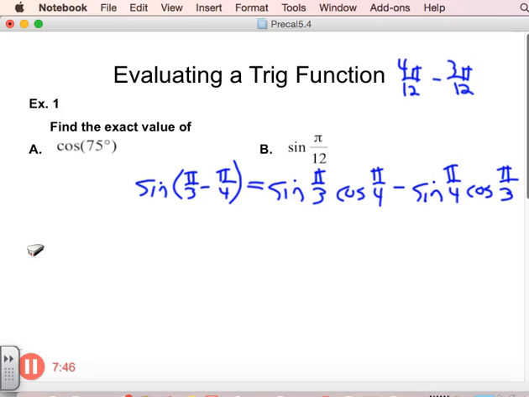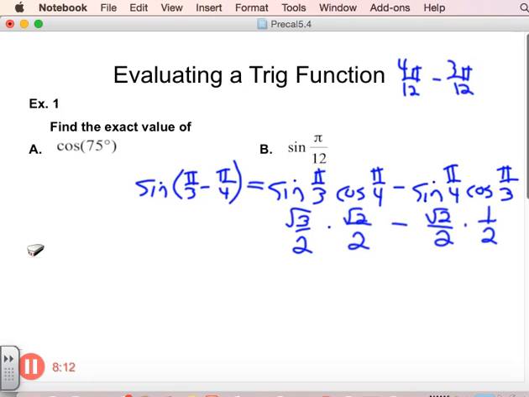Then you look at your unit circle. I'm not going to take time to bring that back up, but you can look at it yourself and see that sine of pi over 3 is square root of 3 over 2. And of course, cosine of pi over 3 is going to be 1/2. And then the cosine of pi over 4 is square root of 2 over 2, and the sine of pi over 4 is square root of 2 over 2.